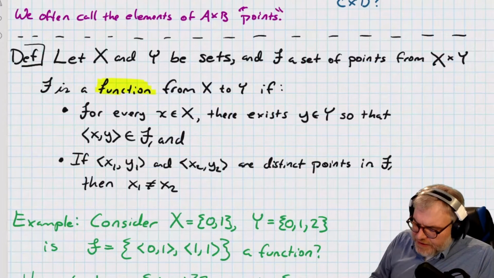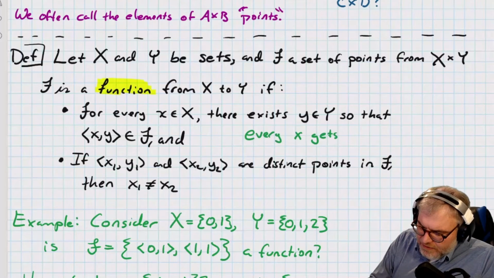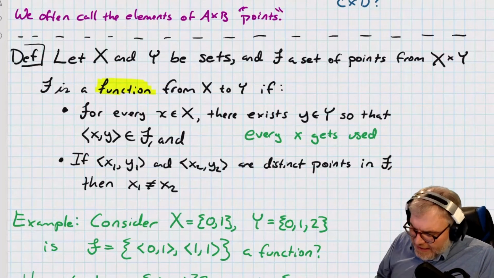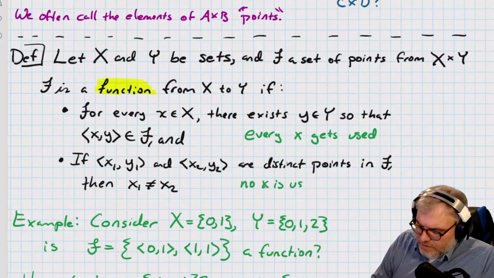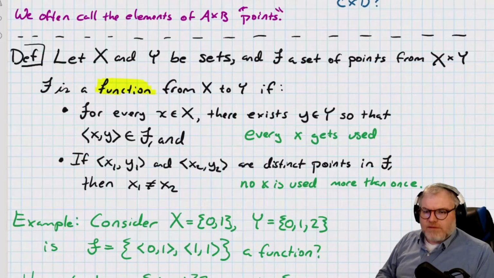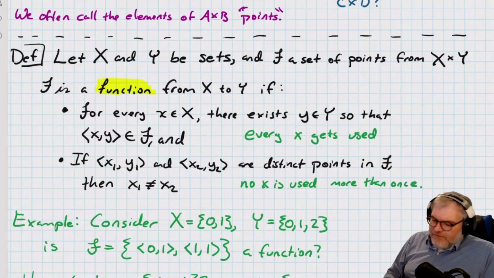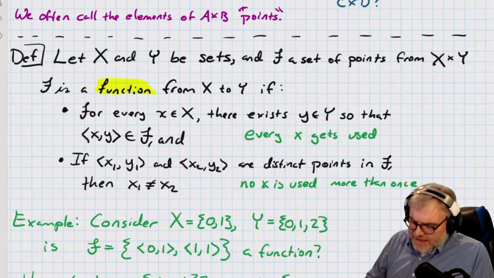This first condition simply says every x gets used. The second condition says no x is used more than once. That's a very complicated way of saying every x gets used and no x is used more than once. Let's consider an example.